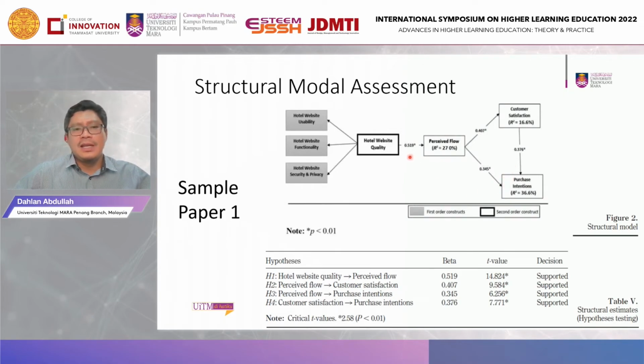So let's say you want to develop your own framework, whatever construct that you use, it needs to be supported. For example, if your study is talking about the influence between satisfaction and purchase intention, meaning in your study you want to know about a customer who has used online e-hailing service, for example, Uber, Grab.